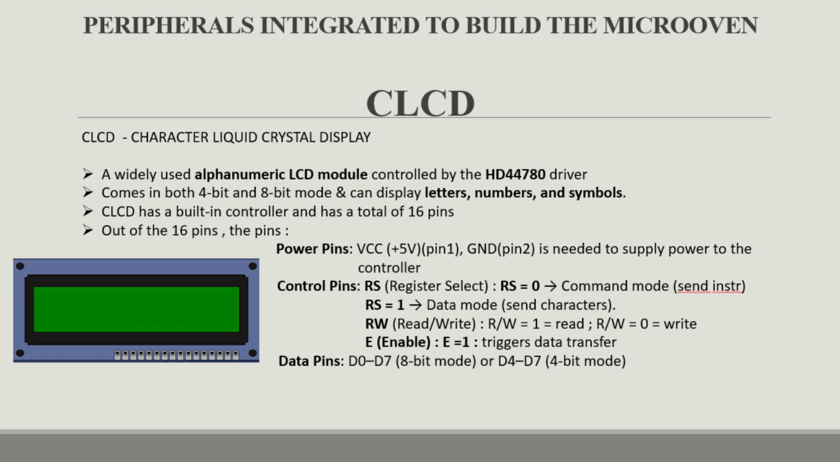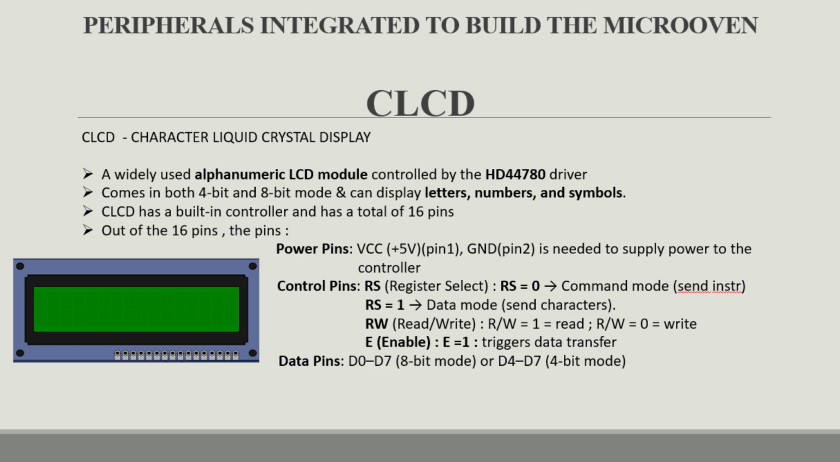Moving towards the peripherals involved in the microwave oven project, the first peripheral that we'll be discussing is the CLCD. The character liquid crystal display is an important peripheral used in a microwave oven project. This display is commonly used for alphanumeric outputs, making it ideal for embedded applications where text-based information needs to be shown. The CLCD used is controlled by the HD44780 driver, which simplifies the communication between the microcontroller and the display. It supports both 4-bit and 8-bit modes, allowing flexibility in data transfer.